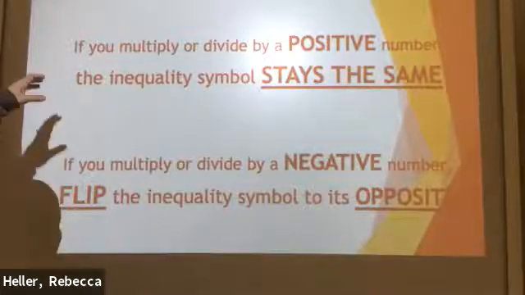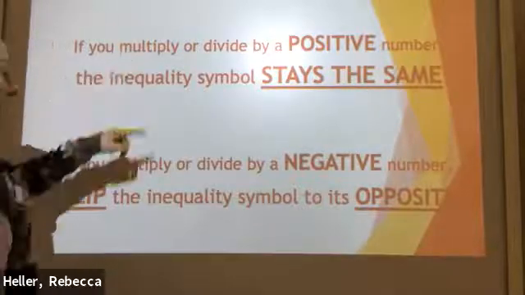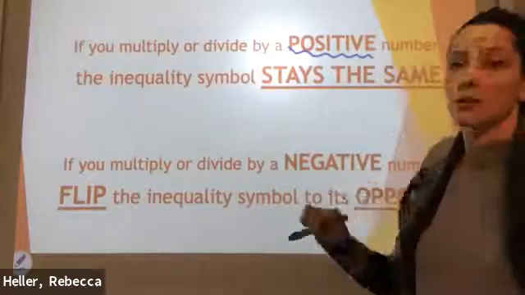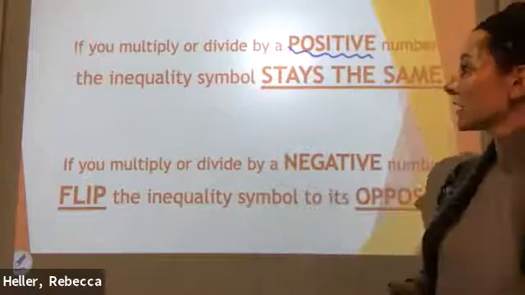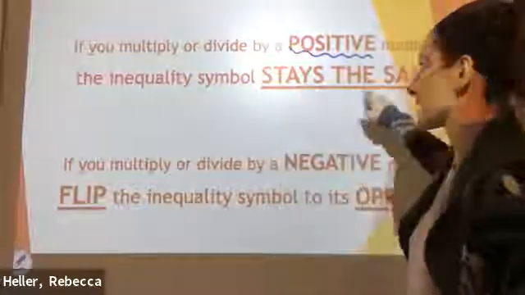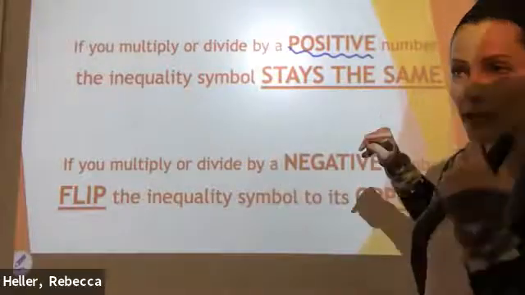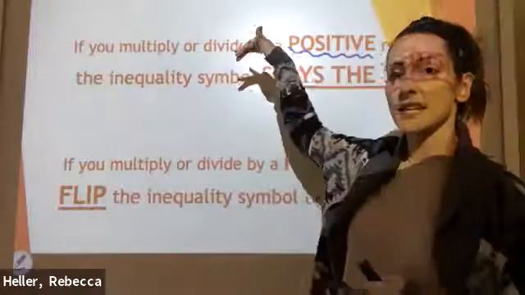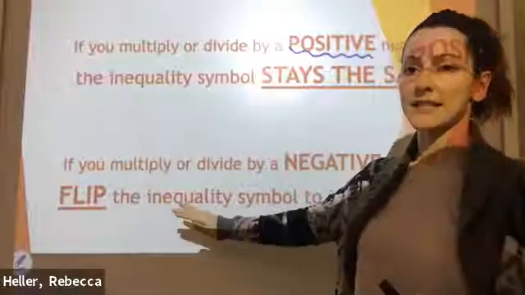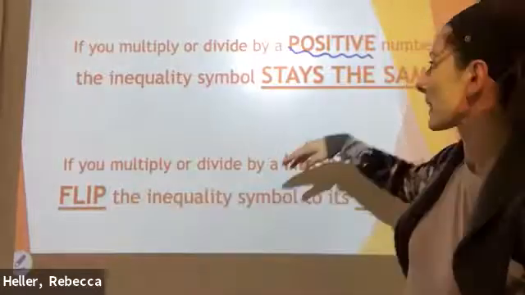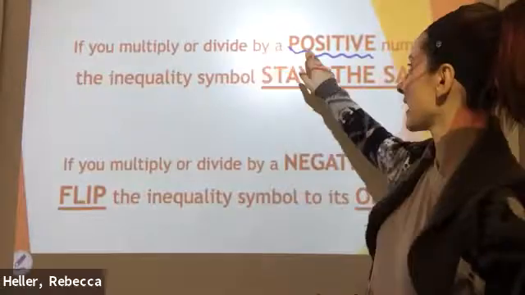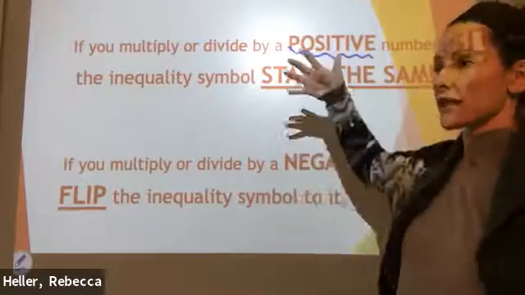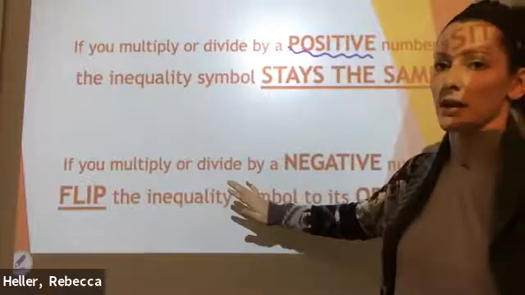So here's the rule. If you multiply or divide by a positive number on both sides of your inequality, the inequality symbol stays the same. Okay, so kind of like we just did with adding and subtracting, if it was a less than symbol in the beginning, it was a less than symbol at the end. As long as you multiply or divide by a positive number, nothing changes. If it starts as a greater than, it ends as a greater than.